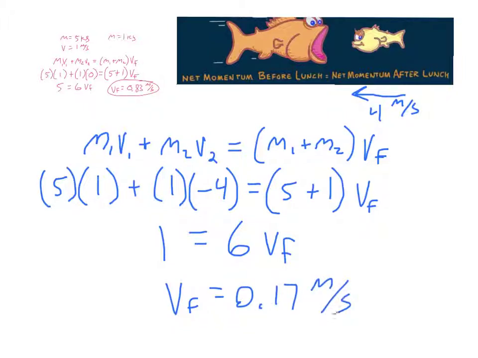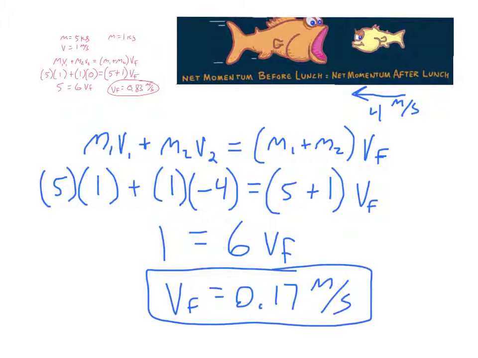Well, this time we end up with a final velocity of our big fish of 0.17 meters per second. So the negative momentum of the smaller fish before lunch effectively slows the larger fish after lunch. If the smaller fish were swimming twice as fast, we would end up with a final velocity of negative 0.5 meters per second. The significance of that is that the final velocity is opposite to the initial velocity. So if the smaller fish were swimming at twice the speed, at 8 meters per second, it's basically going to go into the large fish and cause the large fish to move backwards. Okay, so that's kind of one-dimensional collisions.